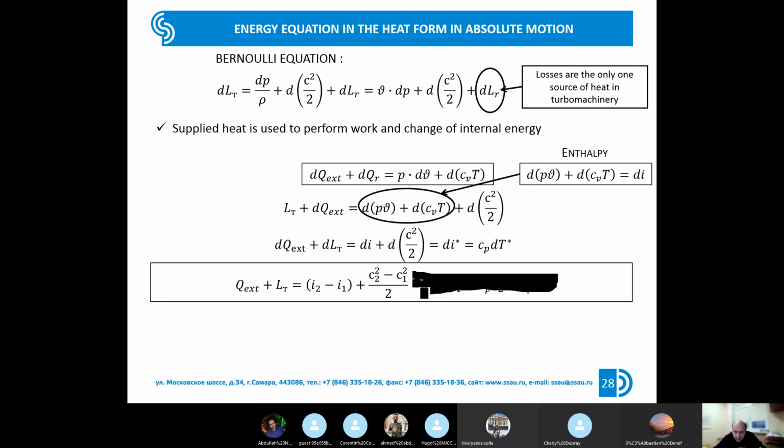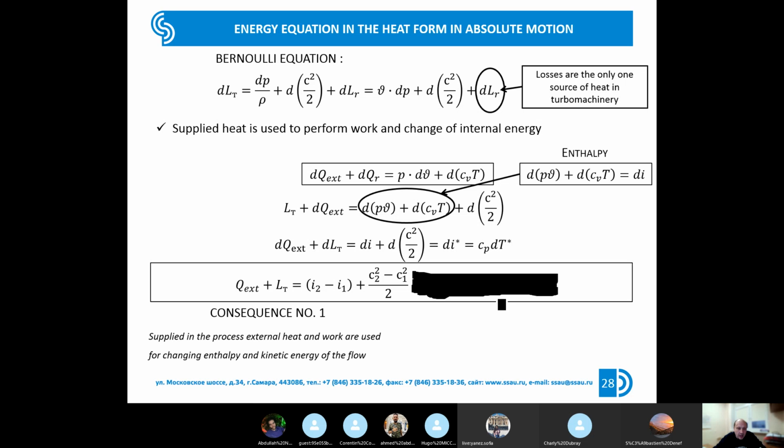Let's hide this part of the equation, and let's read this part of the equation. What do we receive if we simply read this equation? Supplying external heat and mechanical work in the process are used for changing the enthalpy, in other words, changing the internal energy of the flow and changing the kinetic energy of the flow. It's the first conclusion.